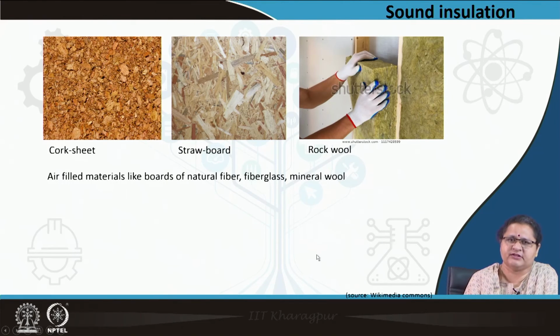As in the case of thermal insulation, the thickness was changing the U value or the R value. Here also the frequency of sound that will be absorbed will be dependent on the thickness of the material. You see cork sheet, you see straw board. You had seen cellulose as thermal insulator. Here you see cork sheet, straw board, they are also organic materials. They have air pockets inside them. The sound of specific frequency actually gets trapped in these particular materials.